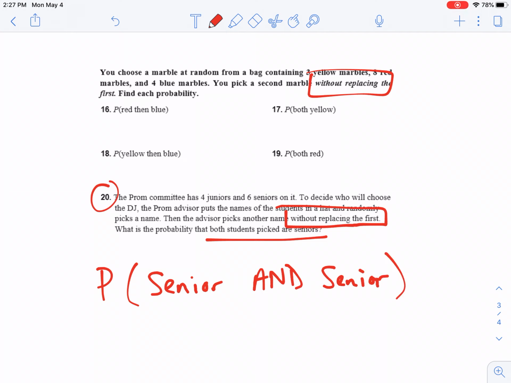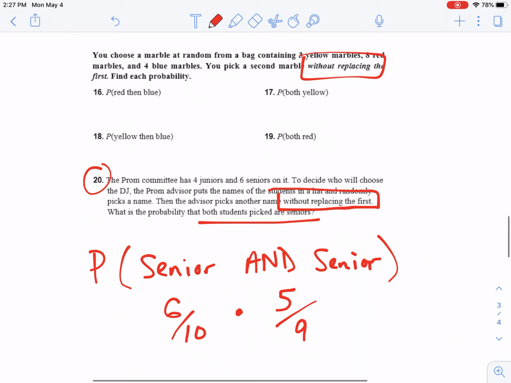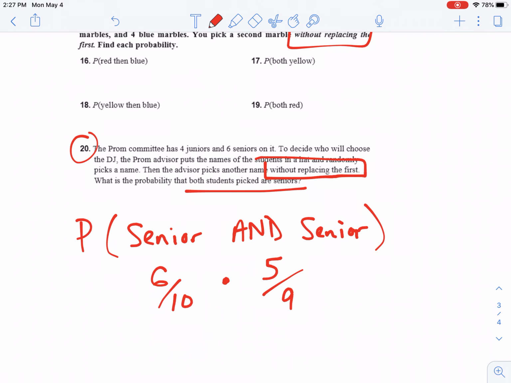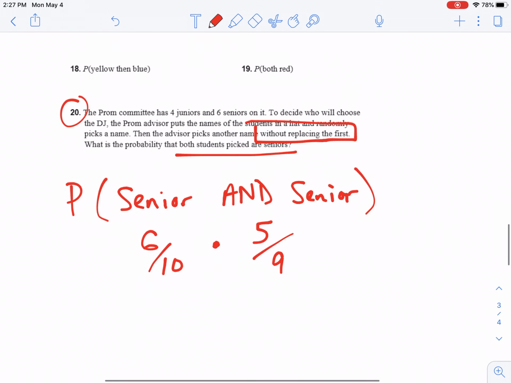All right, so getting a senior is 6 out of 10. Now, the name is getting picked out of the hat and it's being left out. It's not being replaced, which means there's one less senior to pick from and there's one less overall name to pick from. So the other probability is 5 out of 9 for the second pick. And since we have an and, we multiply the probabilities, which is going to be 30 out of 90, which is 1/3.